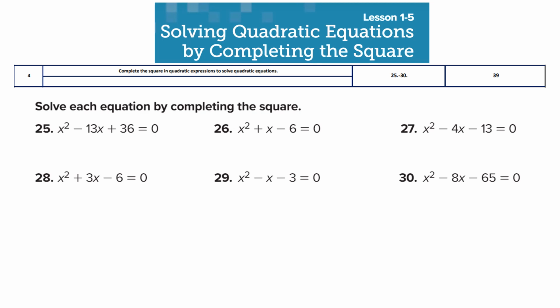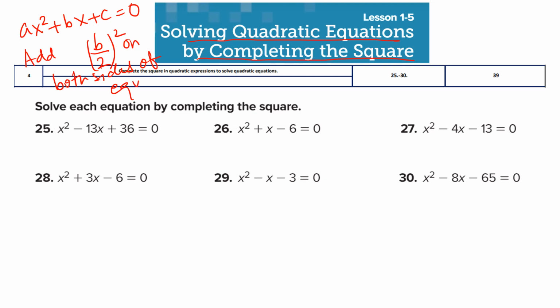Next, we move to lesson 1.5, solving quadratic equations by the completing the squares method. This method is very important and it's very easy. So again, we look at ax square plus bx plus c equal to 0, the standard form, and we use the formula b divided by 2 whole square. We add this on both sides of the equation.